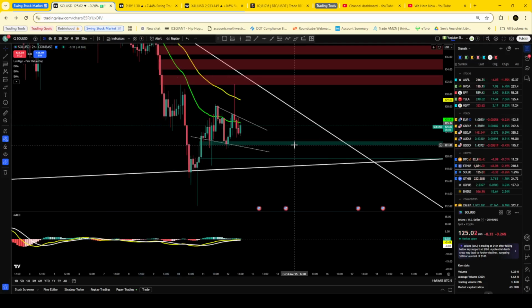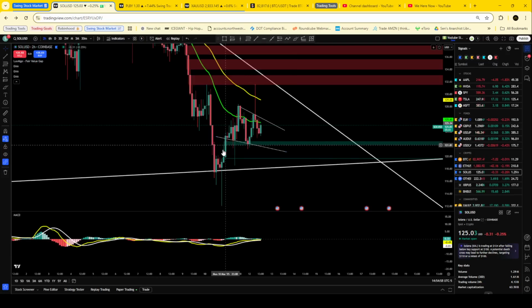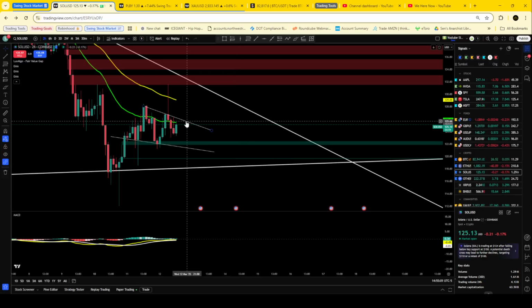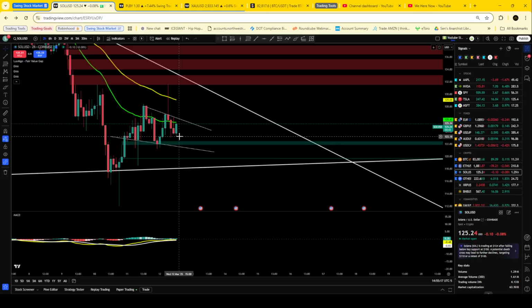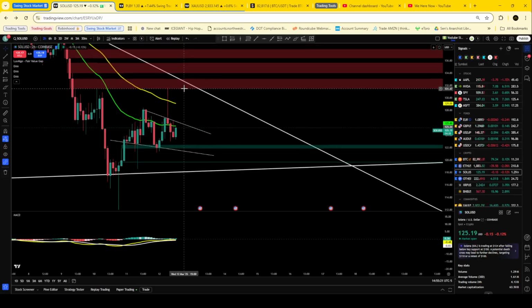Yeah, I see that flag forming. That's the pole right here. So, let's see, we've got 4 minutes left. It potentially can break out on the next candle. Over the next 2 hours, Solana can break out to the upside to this fair value gap right here.